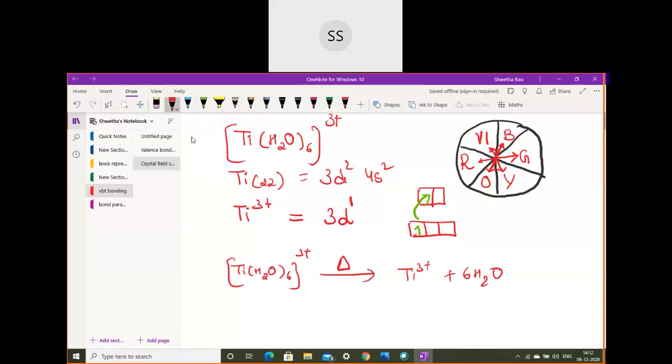Okay, when they lose the water molecules, you get titanium 3 plus. If there is no water molecule present, then the splitting will not occur. All these d orbitals will be degenerate and there is no splitting. When there is no splitting, there is no possibility that an electron from the lower energy level can go anywhere, because there is no place available for it to go. That is the reason this will appear colorless.